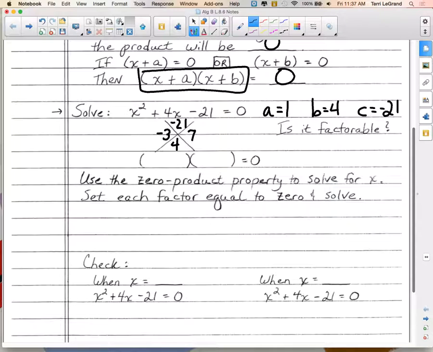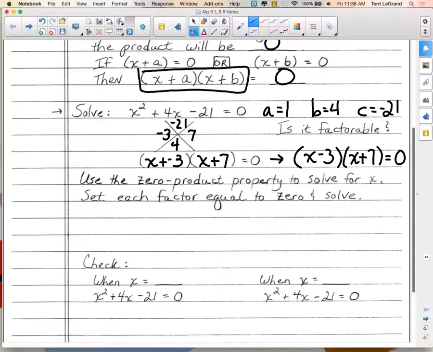Okay, so now what's the factored name for x squared plus 4x minus 21? No, the factored name, the binomials, the unfoiled. X plus negative 3, x plus 7. Or in other words, cleaned up, it would be x minus 3 times x plus 7 equals 0. So we just renamed the quadratic trinomial part of the equation as its factored name, because now we're going to use the zero product property to solve for x.